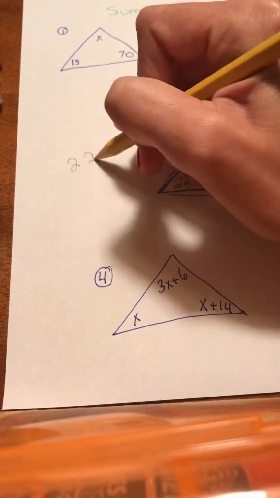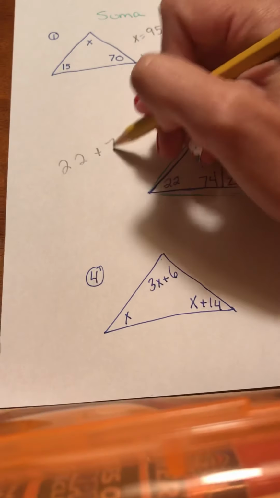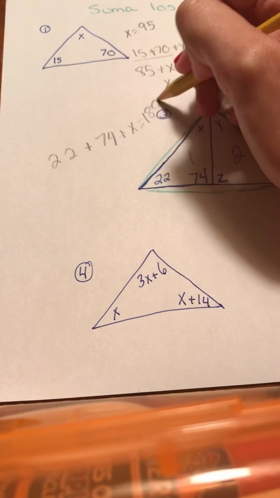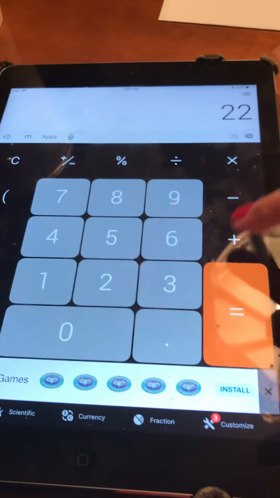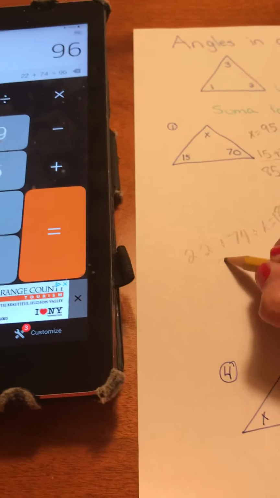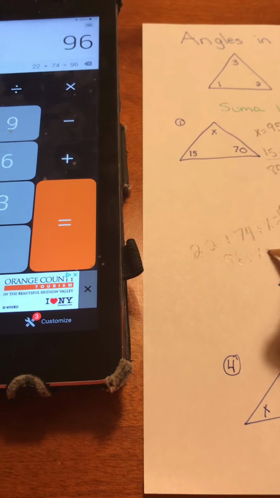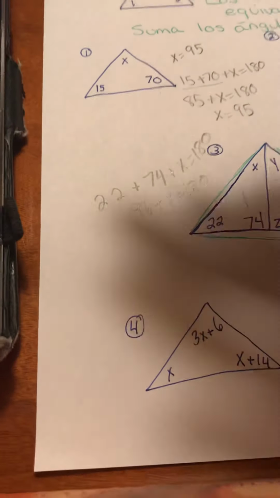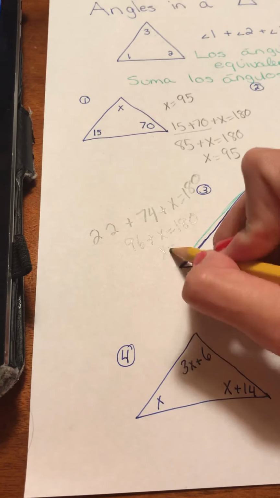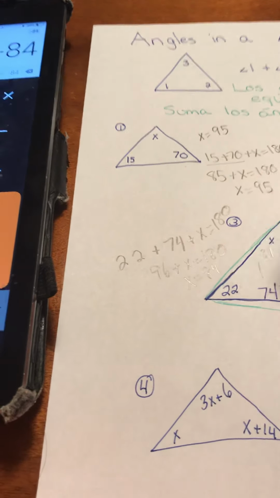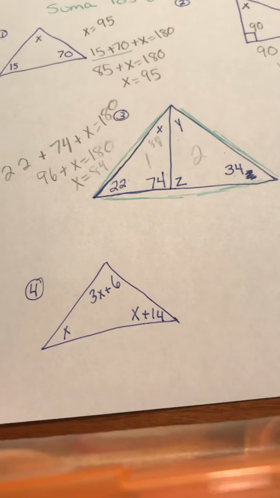So we have 22 plus 74 plus x is equal to 180. 22 plus 74 gives you 96. So we have 96 plus x is equal to 180. Subtract from 180, and you get x is equal to 84. So I'm going to fill in that 84 first into my picture.